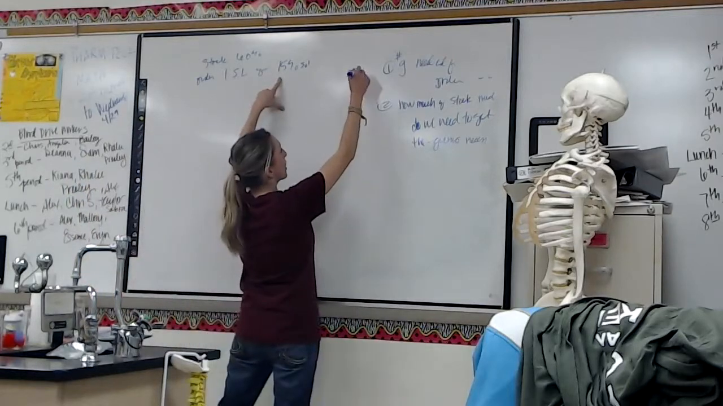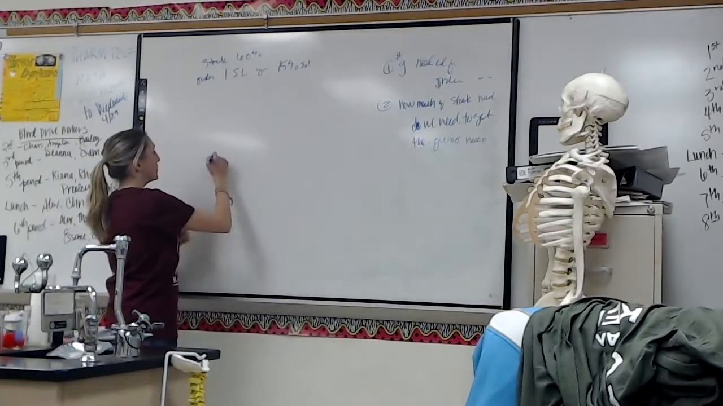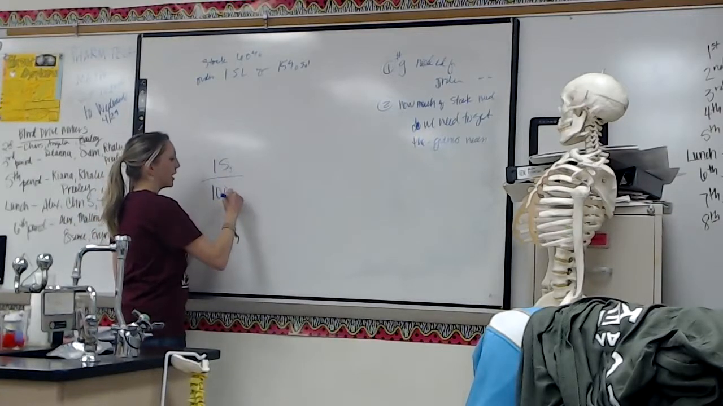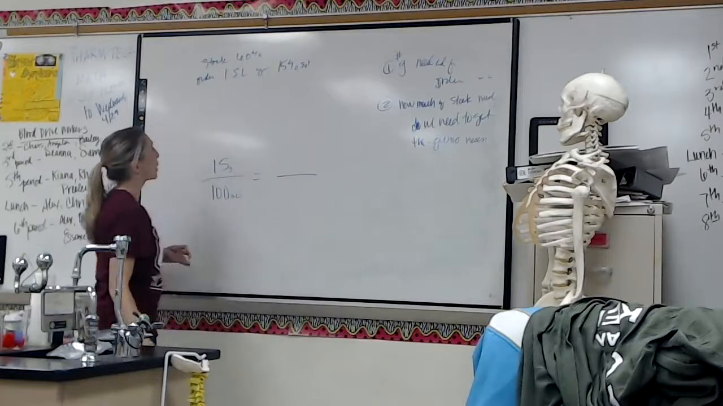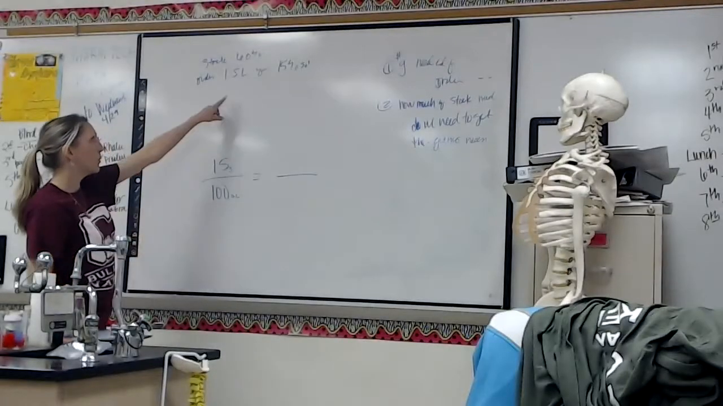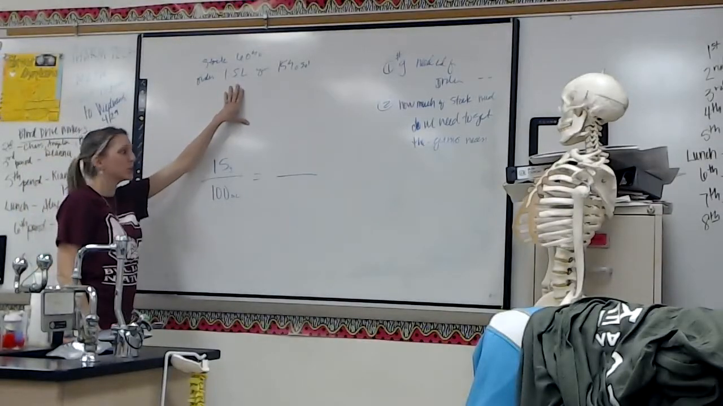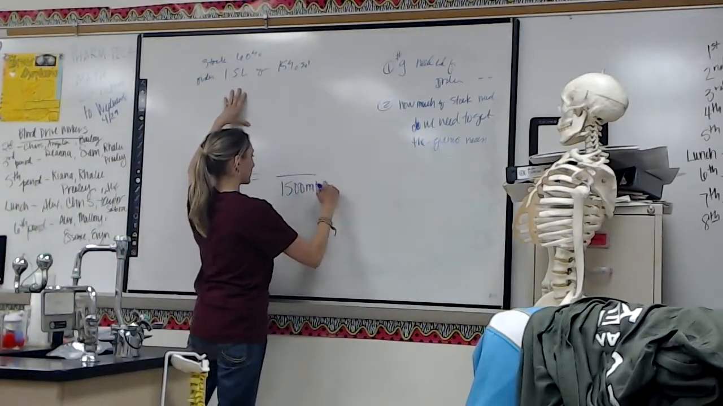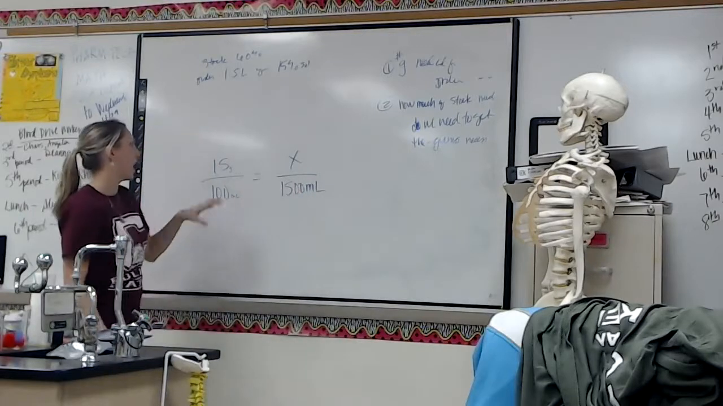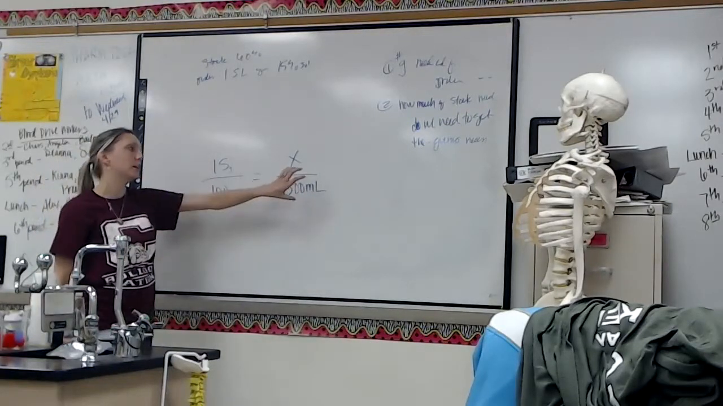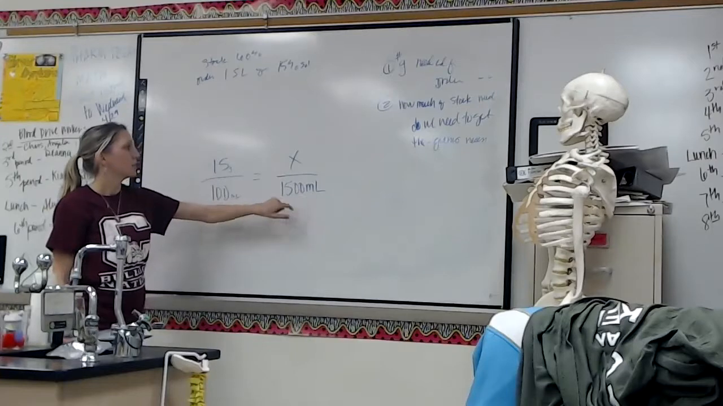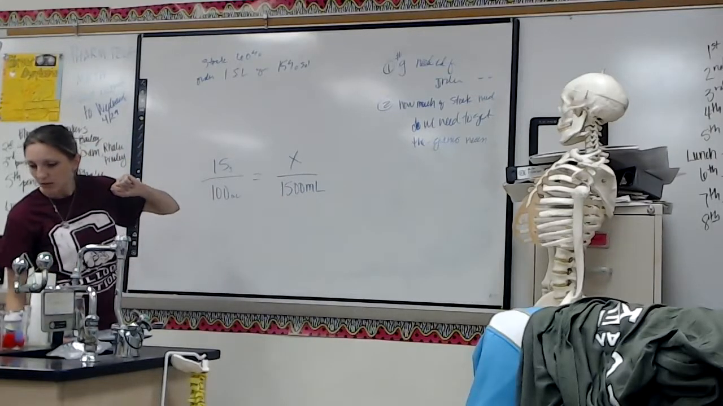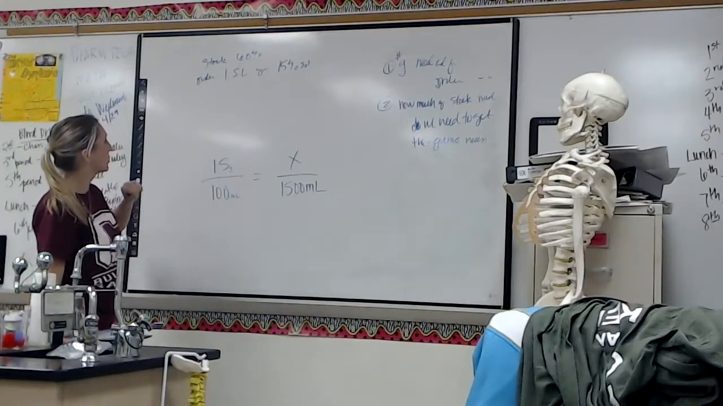So we're going to use our order in that step one. 15% goes over 100. That means there's 15 grams in 100 milliliters. That's how percentages work. And we've got 1.5 liters, which is 1,500 milliliters, and we want to know X. We want to know how much of our active ingredient we need to get to our 1,500 milliliters.